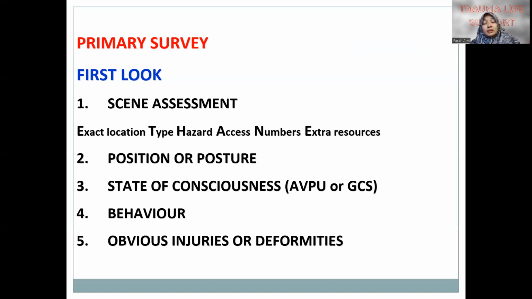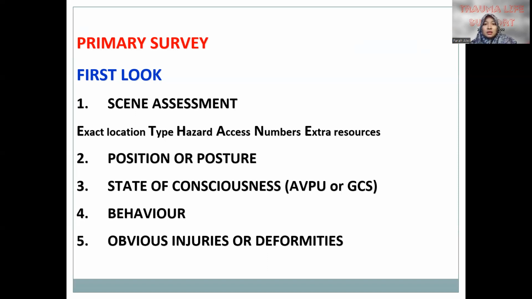Numbers. Numbers is number of patients. If you cannot see all patients, you have to expect the bigger numbers. For example, in a sedan car it is 5, in a bus it is 40 people. Kita expect yang the maximum numbers the vehicle can take. All right. Extra resources.